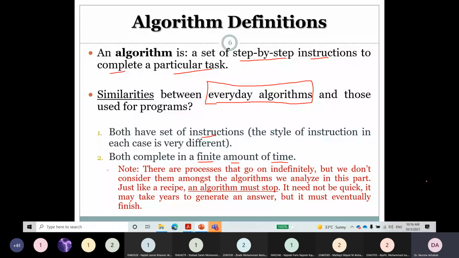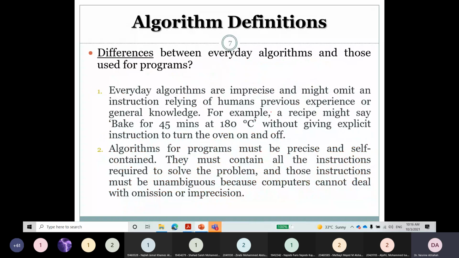So this is the similarities between the everyday algorithms and those used for programs. Now the differences. Tell me, what are the differences between everyday algorithms and those used for programs? What is the difference now?